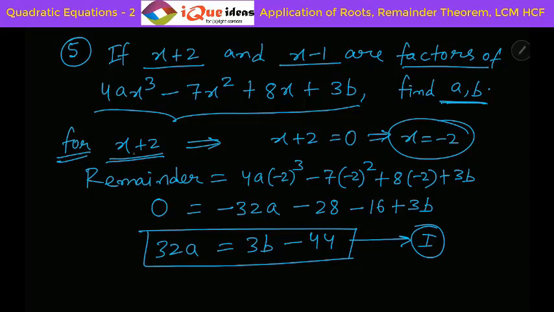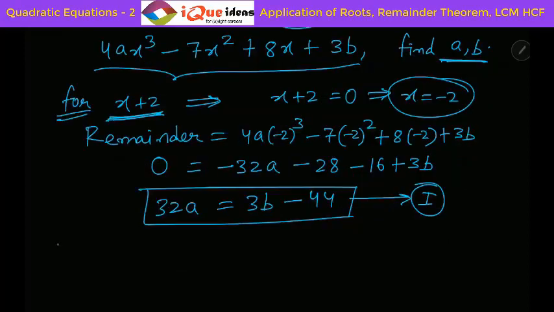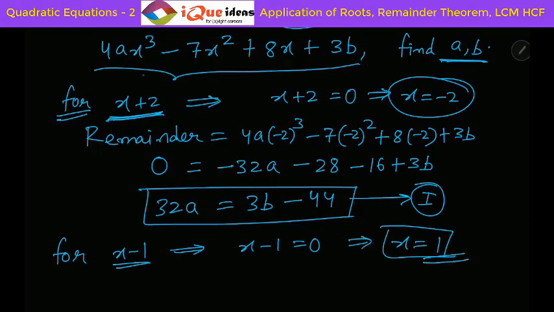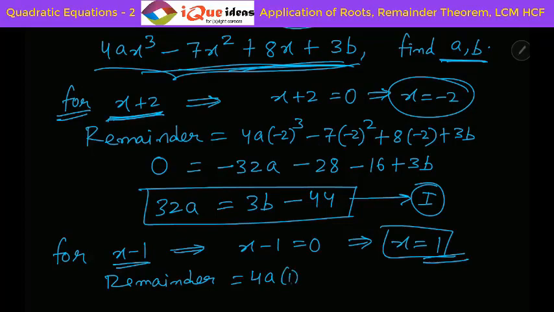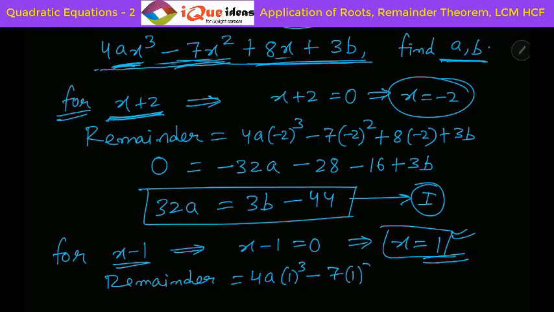Okay. Now whatever we did for x plus 2, let's do it for x minus 1 also. x plus 2 as a factor, we have done that. Now let's use x minus 1 as a factor. We will take x minus 1 equal to 0 and we get a value of x equal to 1. We will put x equal to 1 in this given expression to find the remainder when it is divided by x minus 1. That remainder should be equal to 4a into 1 cube minus 7 into 1 square, right, plus 8 into 1, okay, and plus 3b.